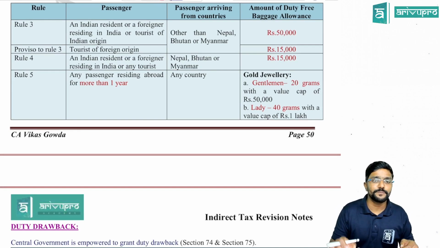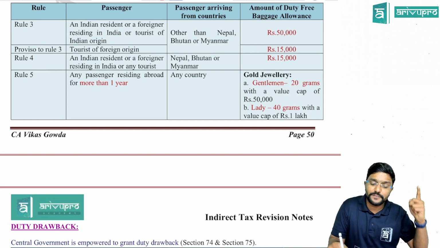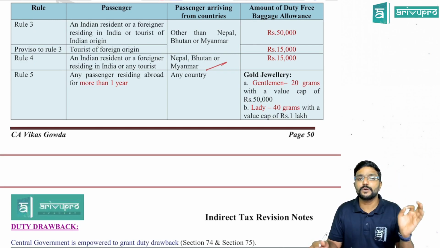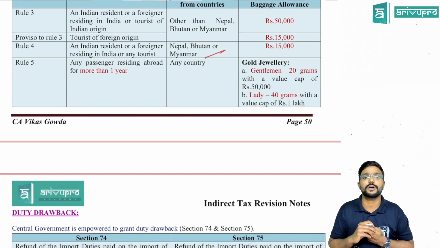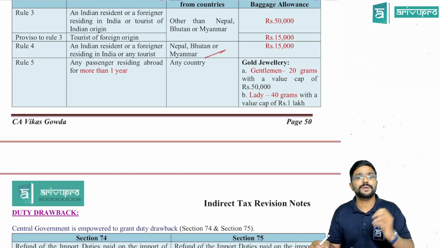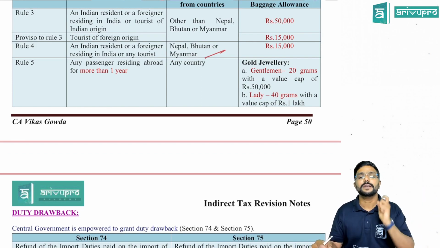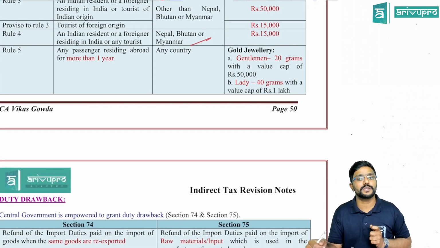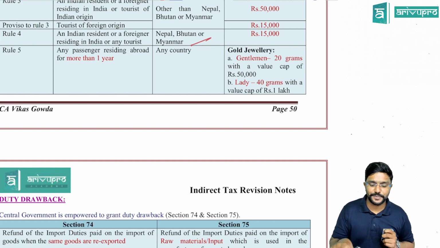Then coming to rule 4, an Indian resident or a foreigner residing in India or any tourist who is coming from Nepal, Bhutan or Myanmar to India can bring any goods whose value is up to 15,000 without paying any duty. Then coming to rule 5, which talks only about jewelry. Any passenger residing abroad for more than 1 year, if coming from any country into India, if he is a gentleman, he can bring 20 grams with a value cap of maximum 50,000, or if she is a lady, she can bring 40 grams of gold with a maximum cap of 1 lakh rupees, guys.